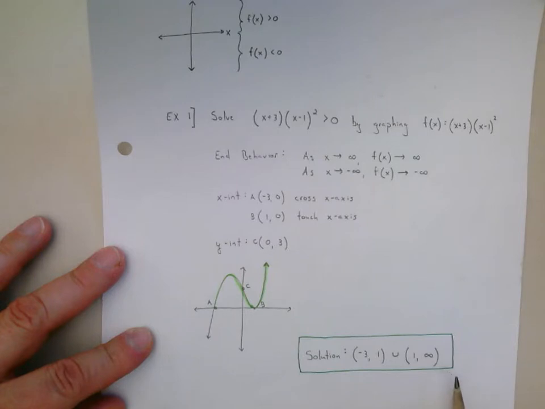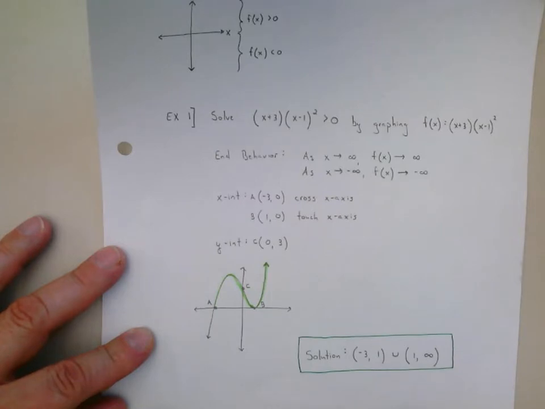Ask yourself for a moment, why did I exclude 1 from my solution set? If we look back at our graph, we can see that if x is 1, f of x is equal to 0. And a number that is equal to 0 cannot be greater than 0. And that is why 1 is not included in our solution set. That's how we solve polynomial inequalities graphically.